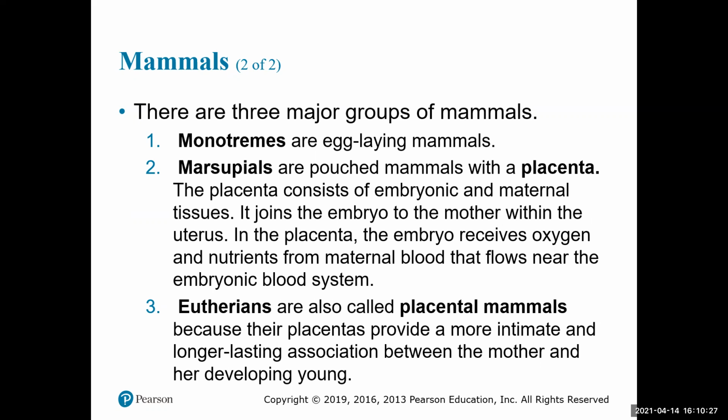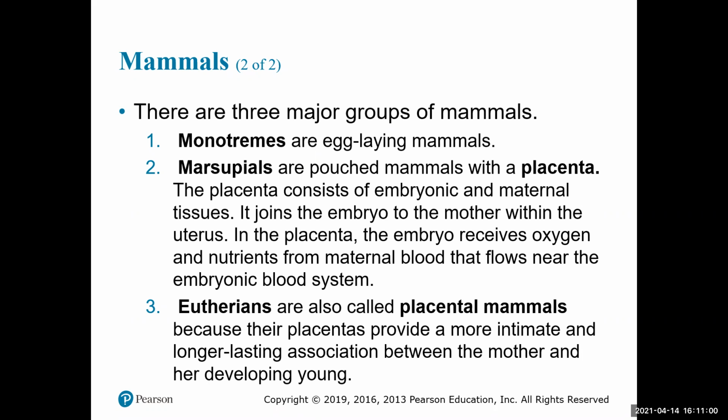Then you have marsupials, which are almost like an intermediate stage where they have pouches with a placenta, and the placenta basically consists of embryonic and maternal tissues. And it joins the embryo to the mother within the uterus, right? And so the placenta is what gives the embryo its oxygen and nutrients.